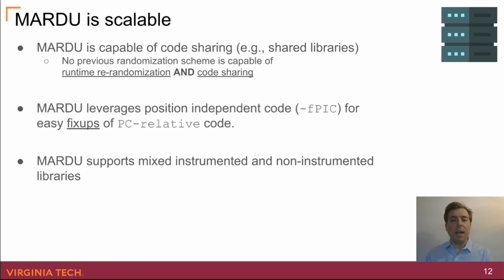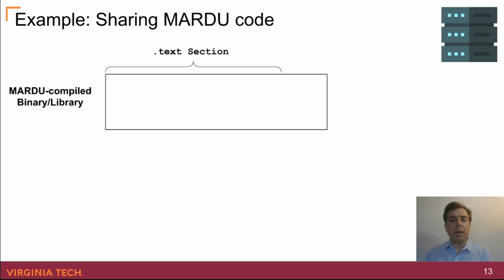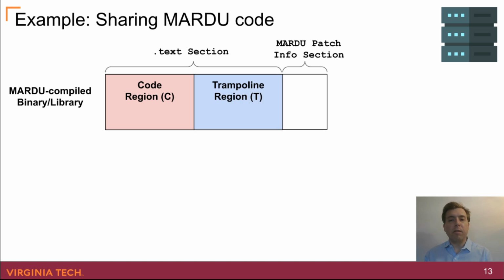Trampolines are a key design aspect that enables MARDU to have this code sharing. So to explain how MARDU loads and shares code during runtime, let's assume we have a MARDU compiled binary that has the instrumented code and newly generated trampoline code. In addition, the compiler creates a new section that contains offset information for updating and patching code to remain semantically correct throughout re-randomization. This includes things like control transfers and memory references.